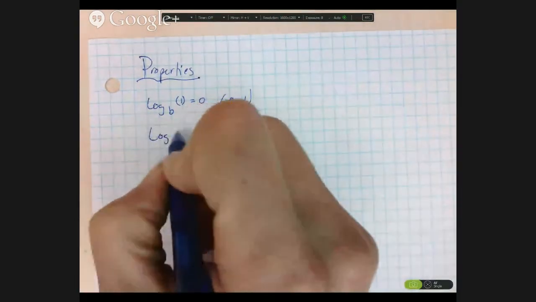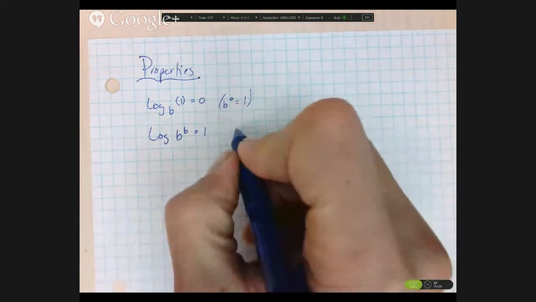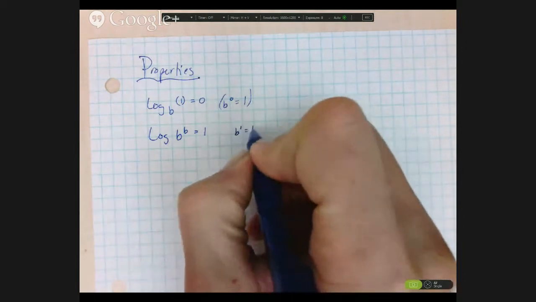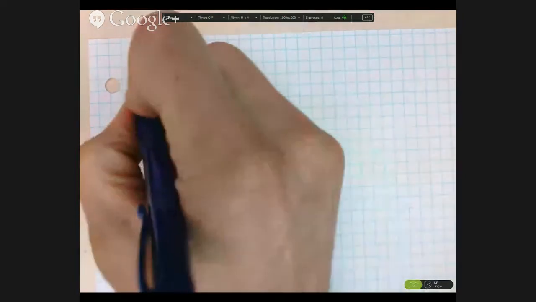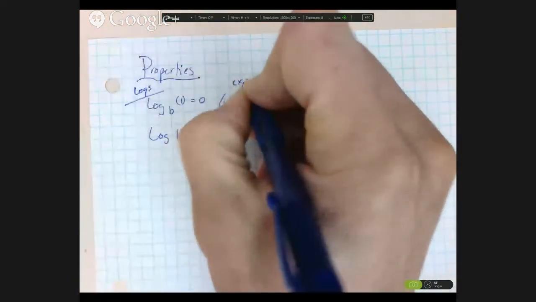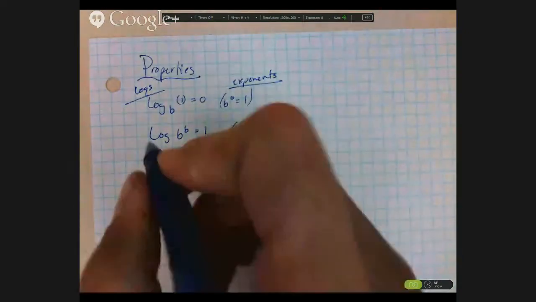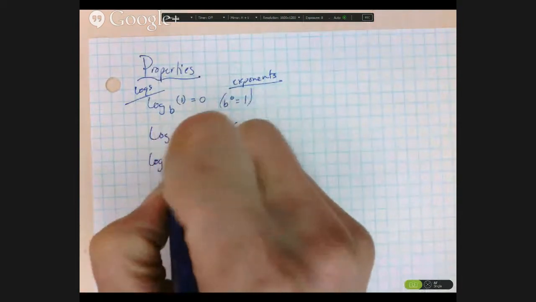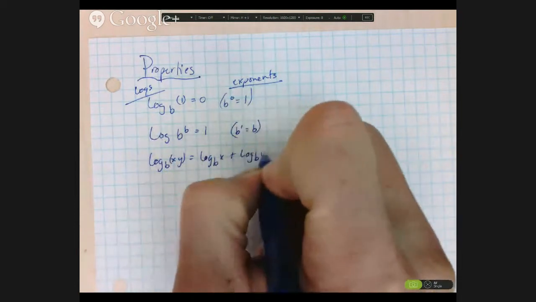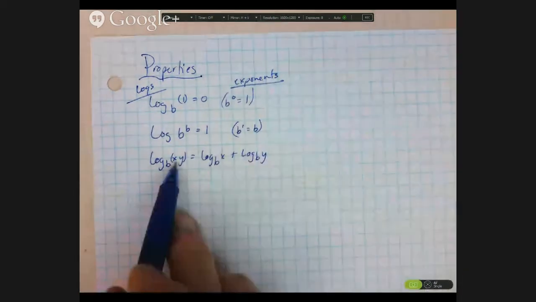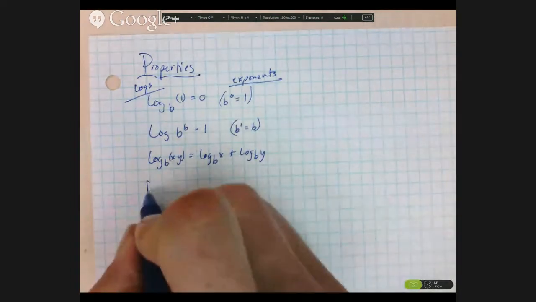Log base b of b is 1 because b to the 1 is b. Okay, so we can relate these to the exponent rules. What else do we have? Log base b of x times y equals log base b of x plus log base b of y. Just like the exponent one. Multiplication means add. Okay, what do you think divide is? Yep, subtract.